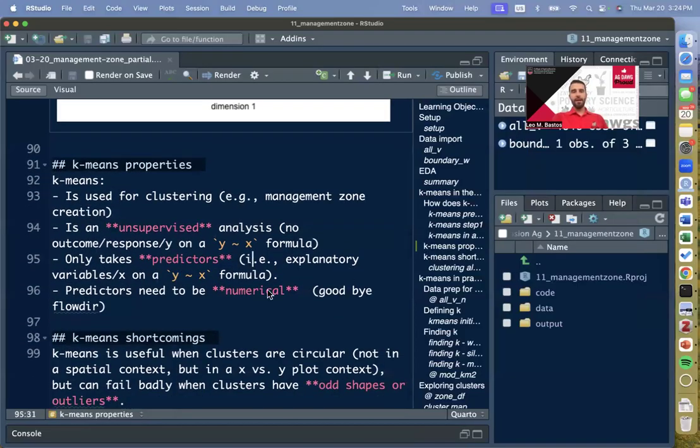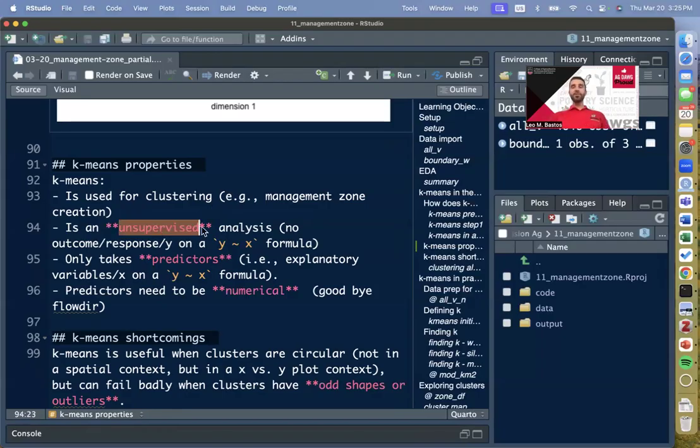So, a few properties of k-means. Again, k-means is a clustering algorithm. It is used to create clusters, to create groups, to create zones when you don't know yet what they are. Remember, we don't have the label, we don't have the y variable, we just have a lot of x variables, and we're asking k-means to look for patterns for us.